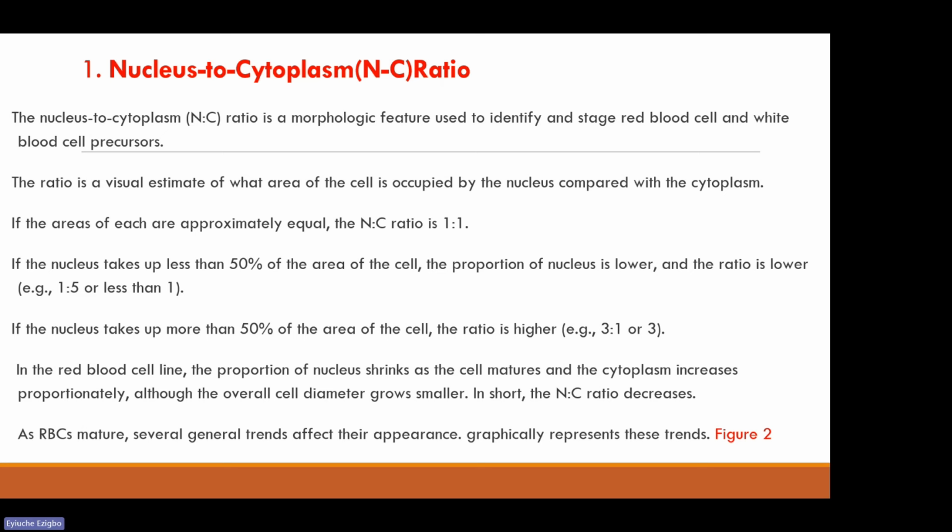So in the red cell line, the proportion of nucleus shrinks as the cell matures and the cytoplasm increases proportionately, although the overall cell diameter grows smaller. In short, the nucleus to cytoplasmic ratio decreases as the red blood cell matures. As red blood cells mature, several general trends also affect their appearance. We will see that in figure 2.